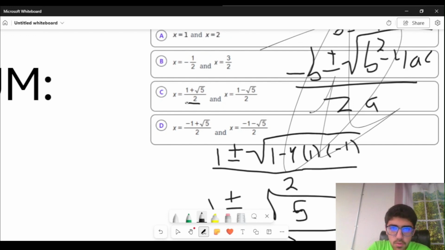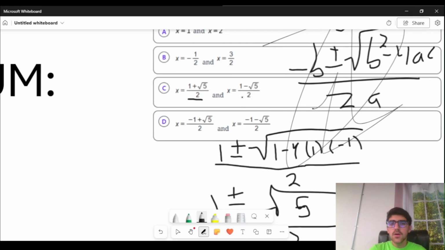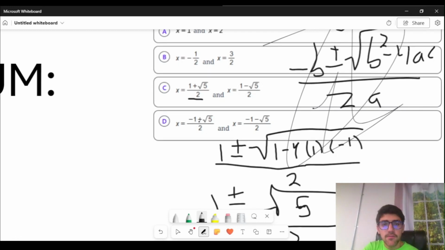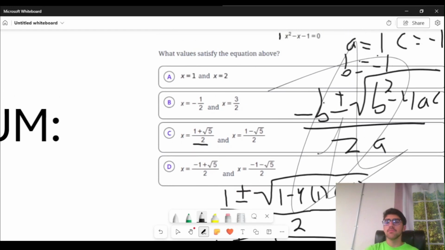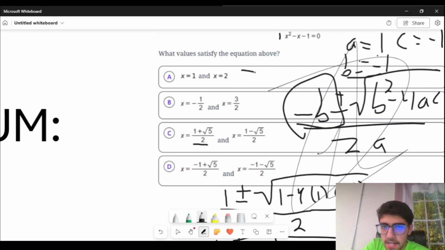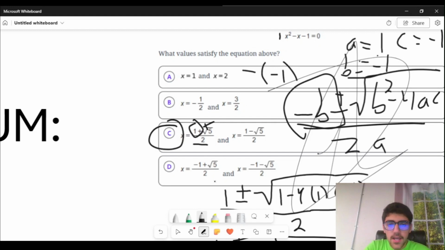So this question gives us 1 plus the square root of 5, 1 minus the square root of 5, which is the plus or minus, all divided by 2. This one gives us negative 1 plus or minus the square root of 5 over 2. But we see that b is negative 1. So yeah, that was actually a mistake. So it's negative b. So b equals negative 1, so negative times negative 1 gives you 1. So the answer would be this one. This number should be positive. The answer is C.